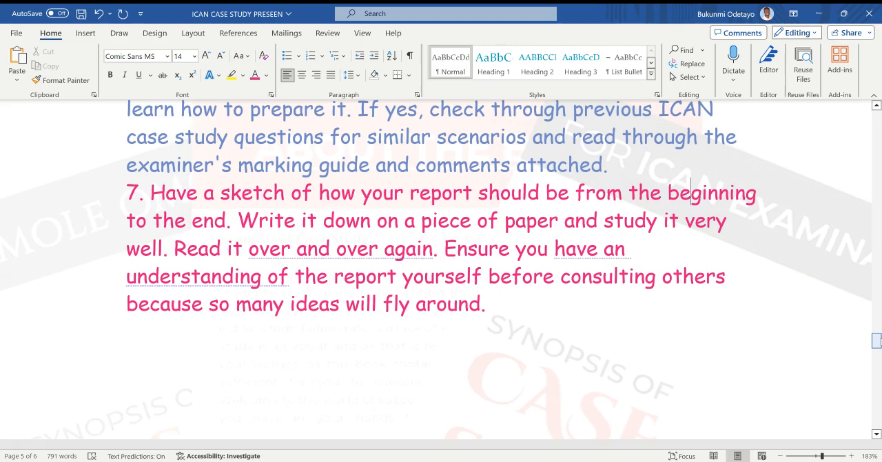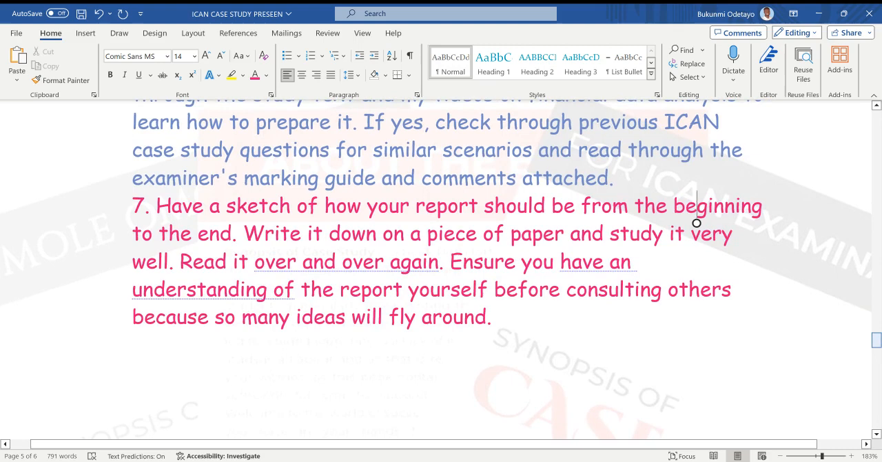And have an understanding of the report yourself, because you will hear a lot of things, a lot of views, a lot of opinions. People will come here and say, oh, this is internal. I'm telling you, a lot of confusion. But at least when you have your own, you can read it over and over again and have an understanding before you consult others. So basically, that's just what I have to say about the preseen.